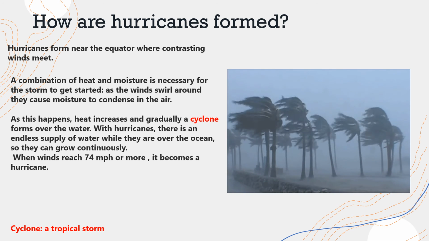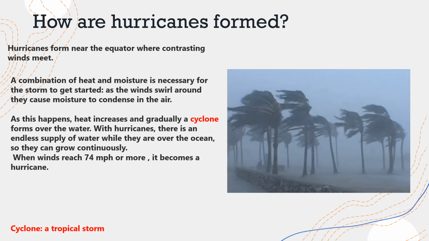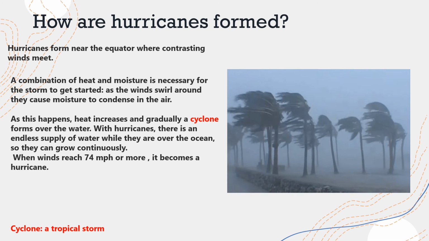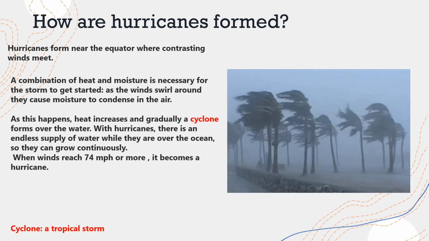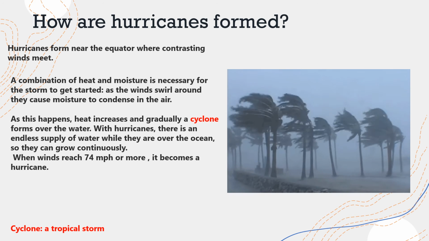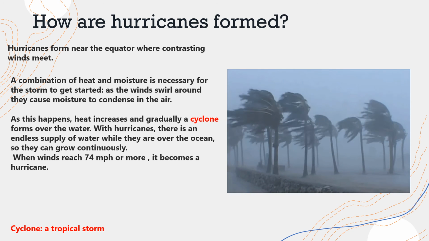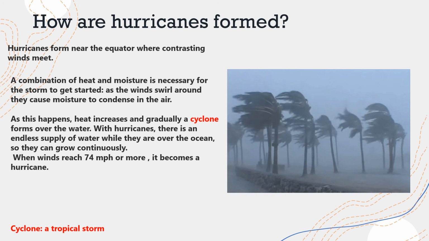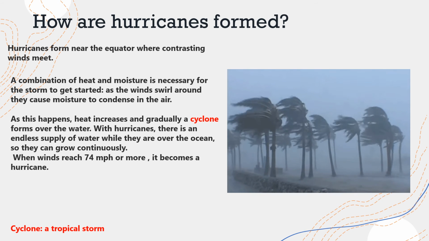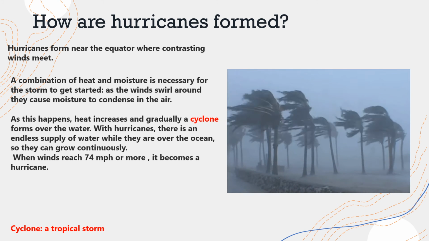And what about hurricanes? A combination of heat and moisture is necessary for the storm to get started. As the winds swirl around, they cause moisture to condense in the air. As this happens, heat increases and gradually a cyclone, a tropical storm, forms over the water. With hurricanes, there is an endless supply of water while they are over the ocean, so they can grow continuously. When winds reach 74 miles per hour or more, it becomes a hurricane.